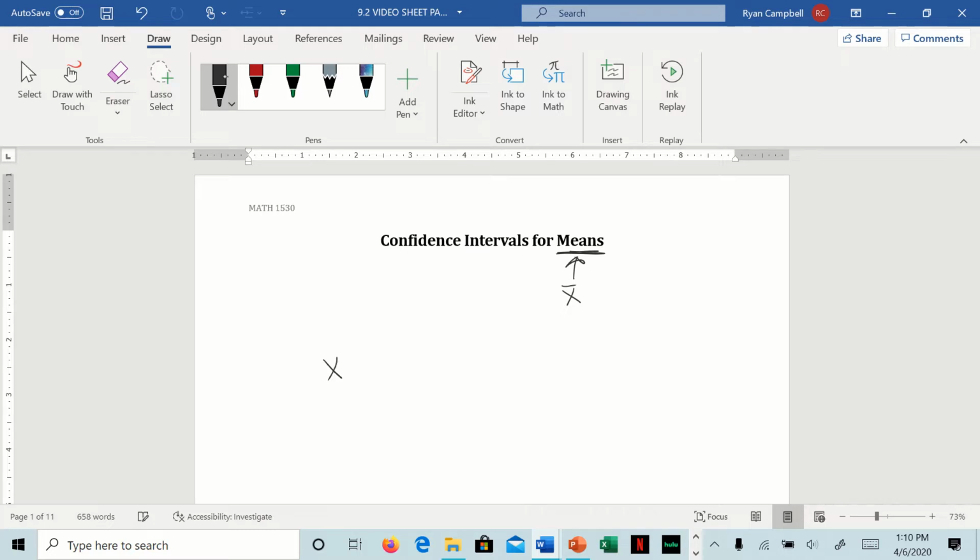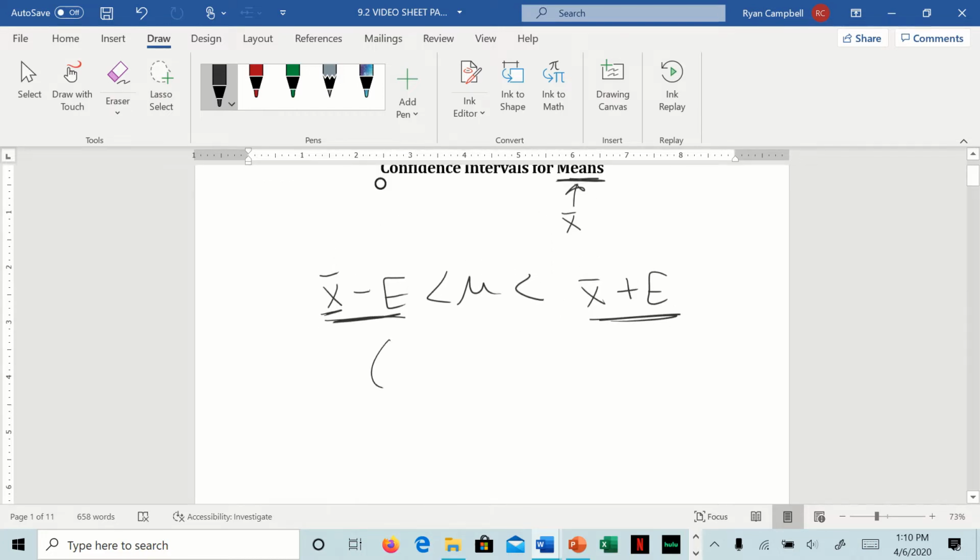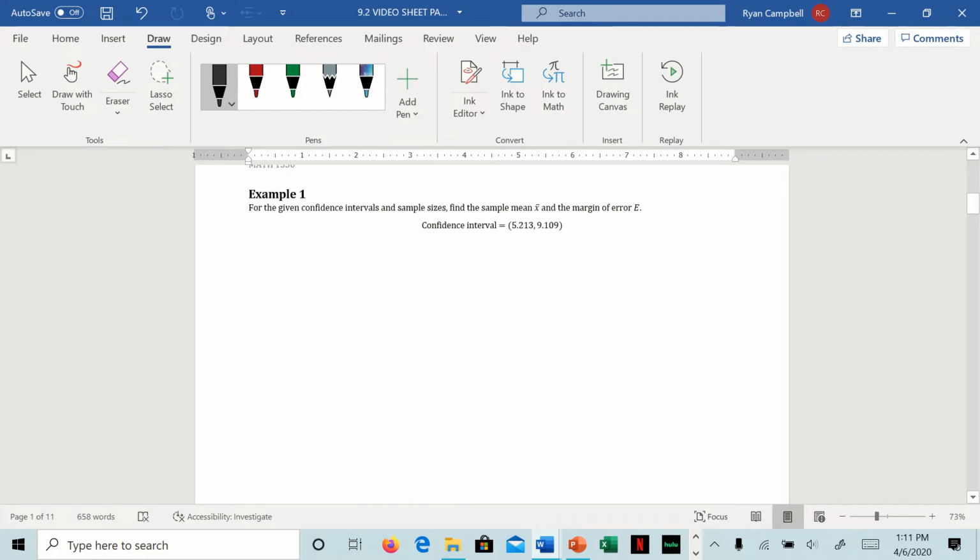And what we do is we take the statistic, subtract a little bit, add a little bit. And that is what our population mean should be between. Take your sample mean, subtract a little bit, add a little bit. And that's going to be our interval. The other way, of course, you could do it, write an interval notation like that. Also works.